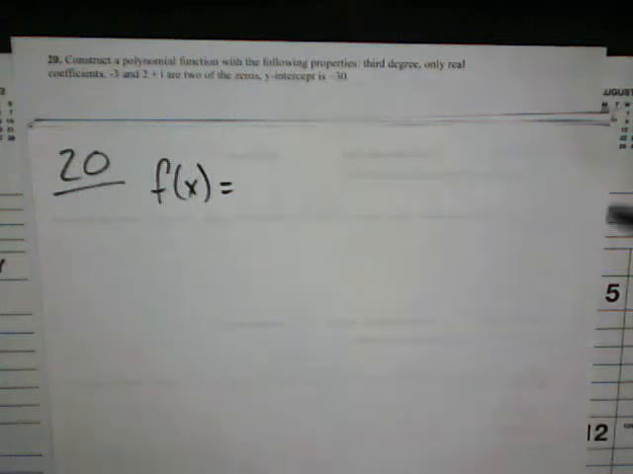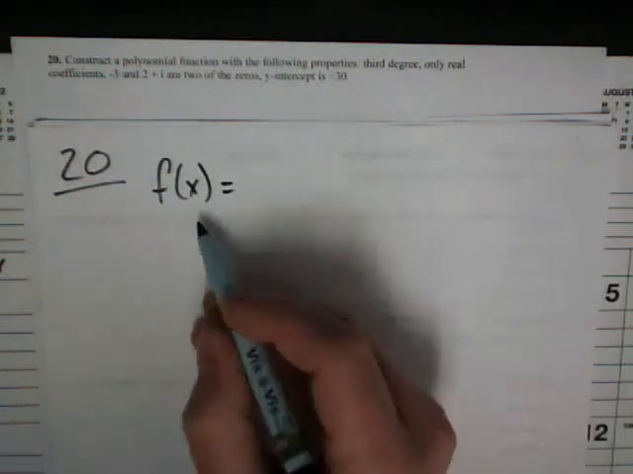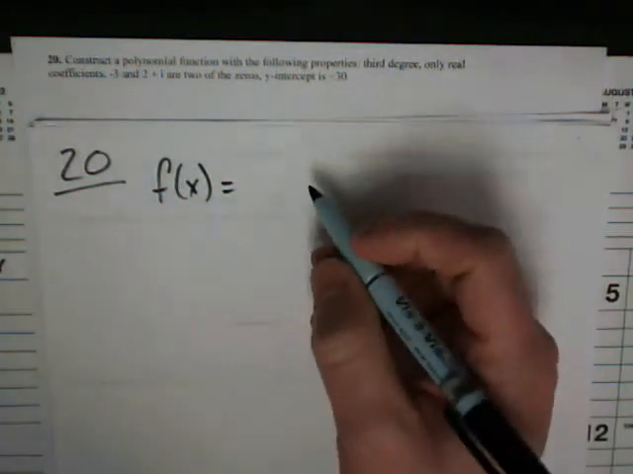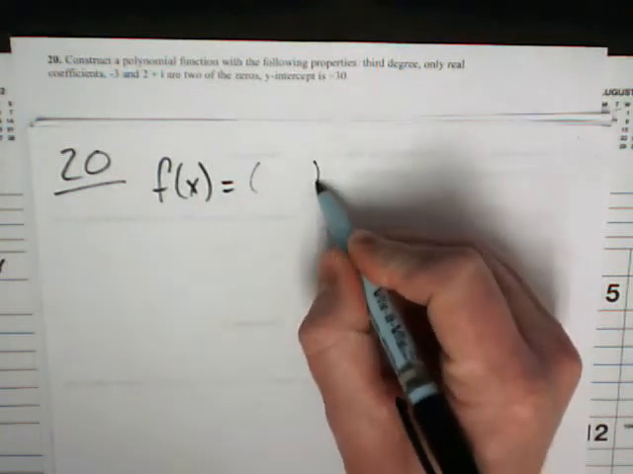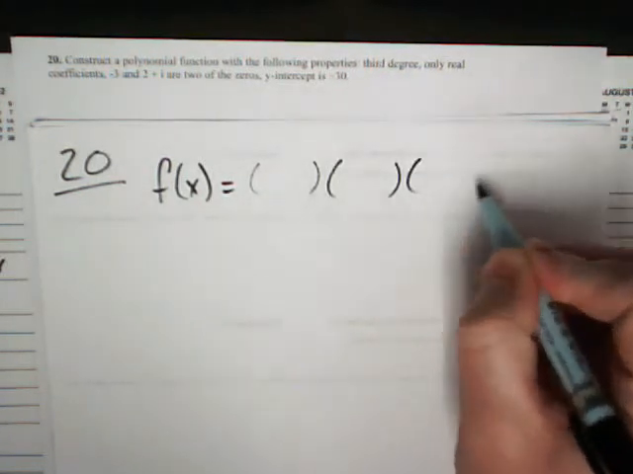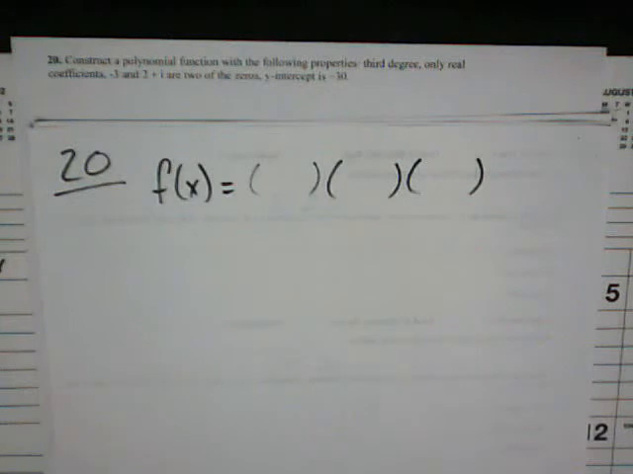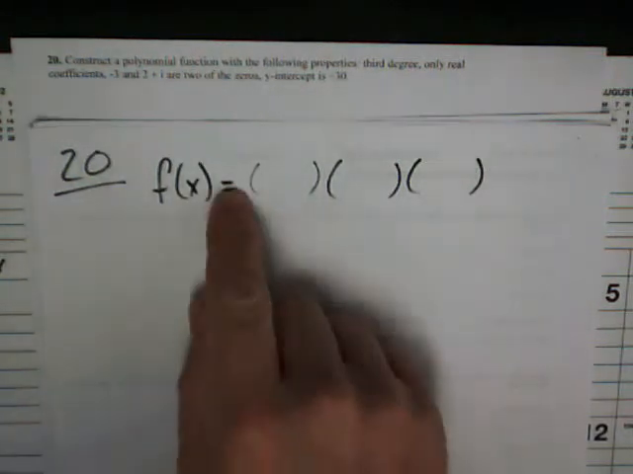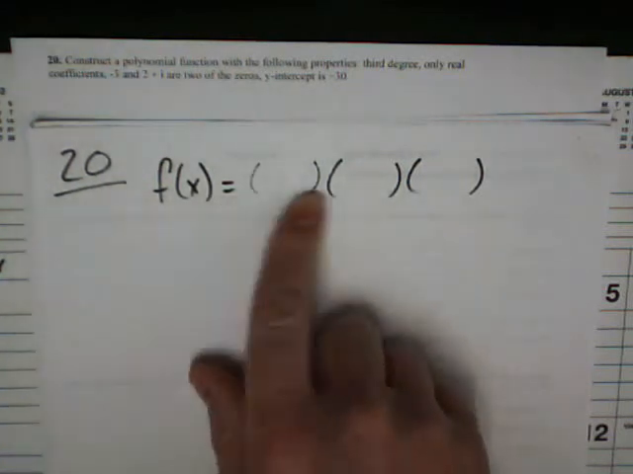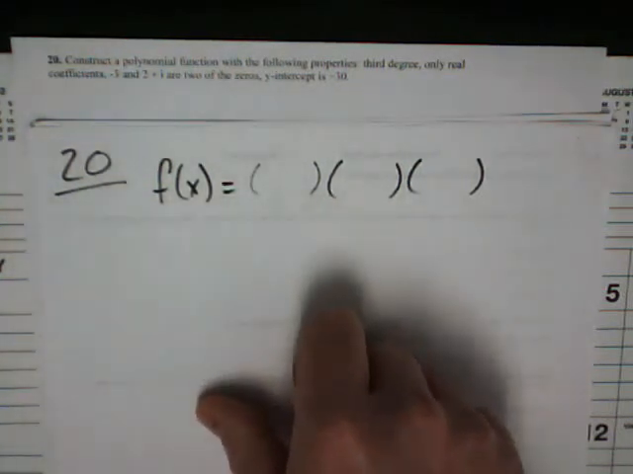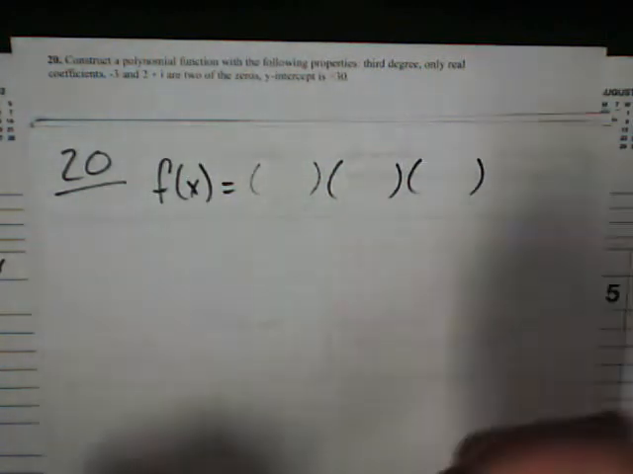Okay, so we're looking at number 20, and it says construct a polynomial function. So I have f of x equals, and with the following properties, it's third degree. So if it's third degree, that means you have three factors. And then it says only real coefficients, and that means that if I have coefficients, they're all reals whenever I multiply this all out. And what else does it need?